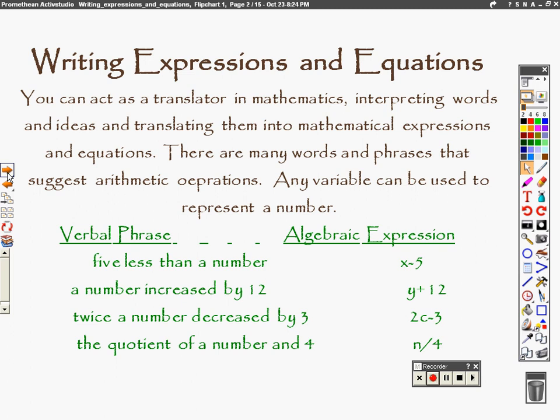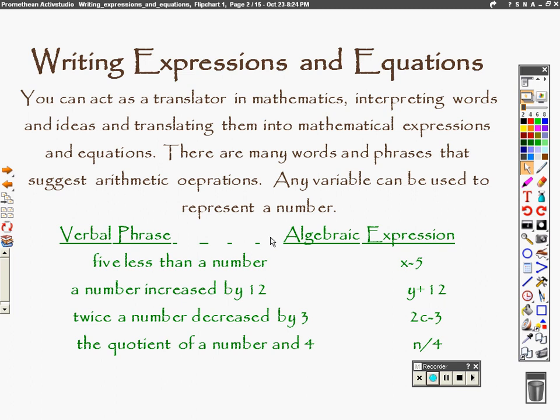You can act as a translator in mathematics, interpreting words and ideas and translating them into mathematical expressions and equations. There are many words and phrases that suggest arithmetic operations. Any variable can be used to represent a number. If you look in the examples, we used a variety of variables. We have an x, a y, a c, and n. So any letter you can use as a variable.